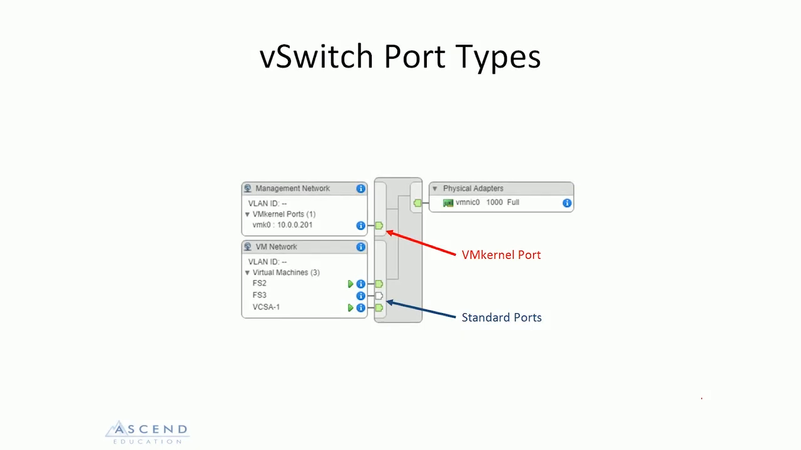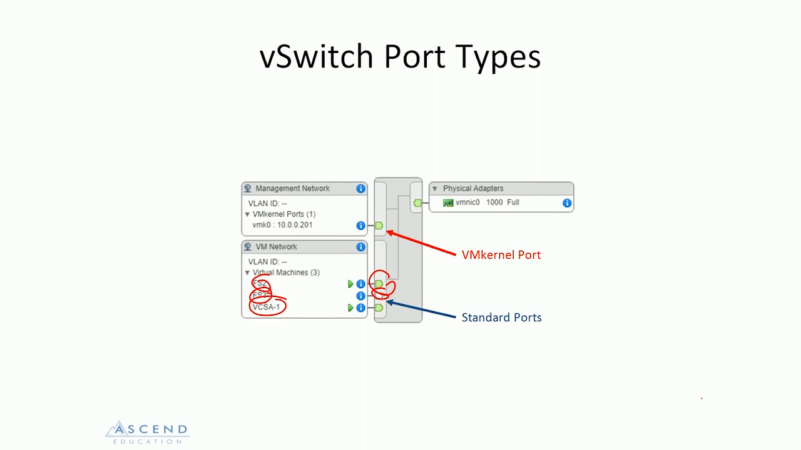On a vSphere vSwitch, there are actually several different types of ports. Standard ports are used to connect the virtual switch to the virtual NICs configured on your virtual machines. Here you see that the VM network port group has 3 ports connected to 3 VMs: FS2, FS3, and VCSA-1. Here's a tip. Green ports are connected to a VM that's powered on. White ports are connected, but the VM is powered off.